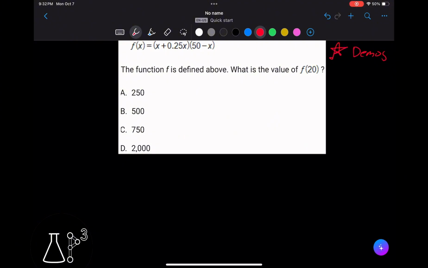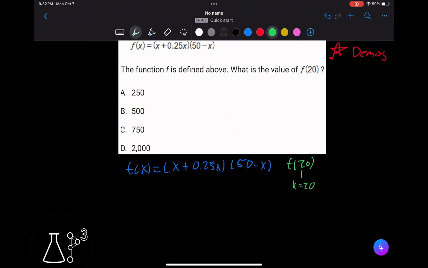The function f is defined above. What is the value of f when x is 20? So I'm going to rewrite f of x in blue. f of x equals parentheses x plus 0.25x, multiplied by another set of parentheses, 50 minus x. And we're looking for when x equals 20, and we plug that into f of x to look for it.